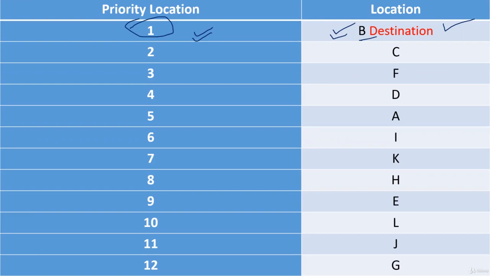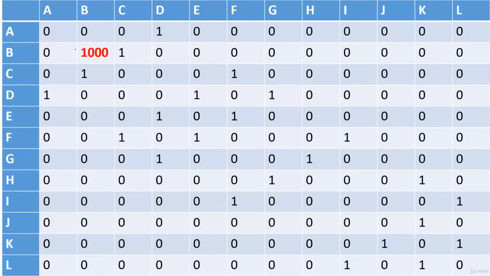Next priority you can decide as per your requirement, but I'm just thinking that my max priority is B. So what I'm going to do, I'm just going to put a value over here, and that is 1000. You will be surprised why to put this 1000 value. You can put any value which is greater than 0 and 1. There are two combinations, 0 and 1.